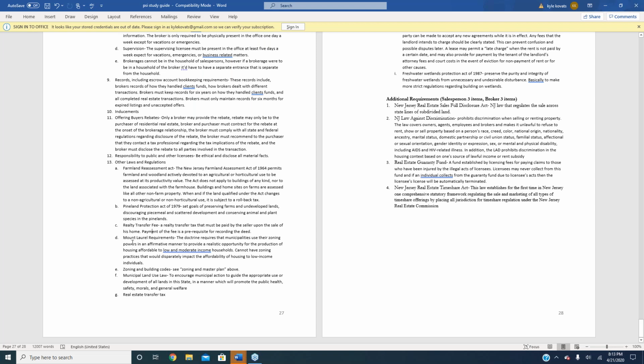Skipping down to the Mount Laurel requirement. If they ask you about Mount Laurel, they might say, what created the Council on Affordable Housing? And it's the Mount Laurel decision. The Mount Laurel decision created that.